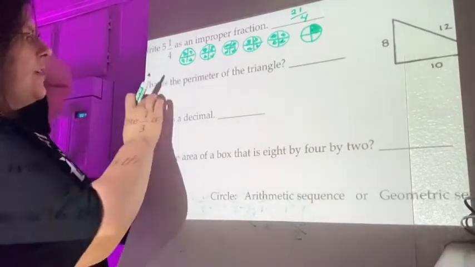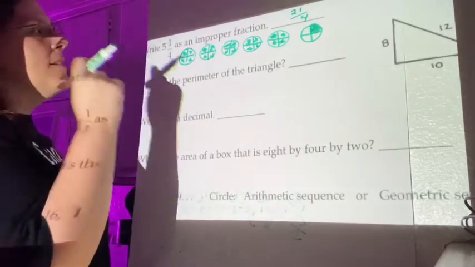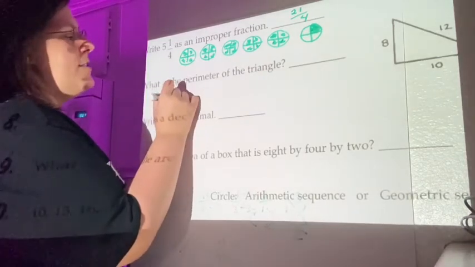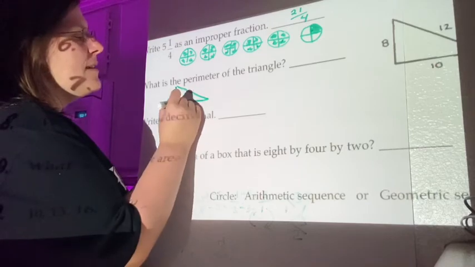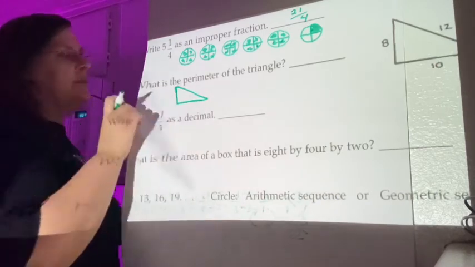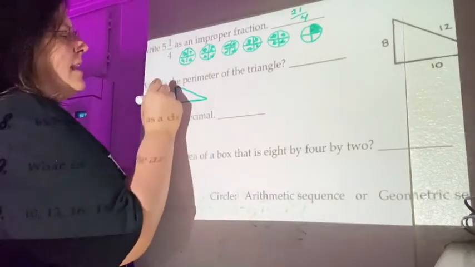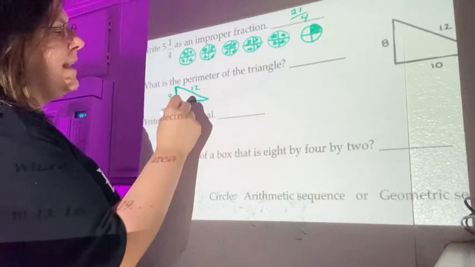So let's go on. What is the perimeter of the triangle? Now, you guys are going to have a hard time seeing this, so I'm going to draw it again over here, so you can see the whole thing. You can kind of see it over there, but not really. And my drawing leaves lots to be desired. Oh my gosh, it didn't go onto my wall. Good. So this side is 8. This side is 12. This side is 10.